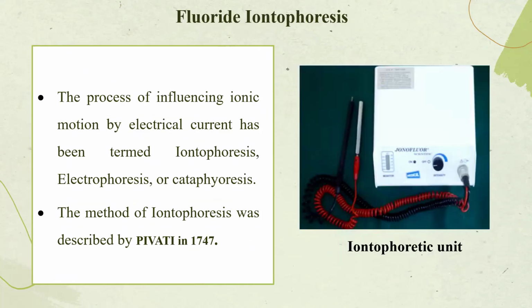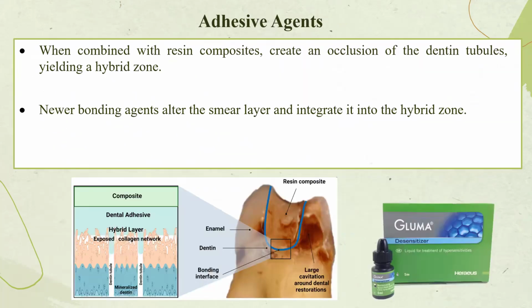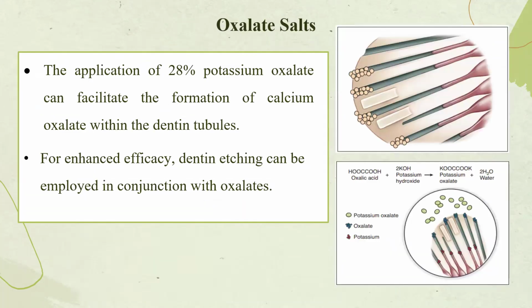And the next method is fluoride iontophoresis. This process of influencing ionic motion by electrical current has been termed iontophoresis, electrophoresis, or cataphoresis. This method was first described by Veratti in 1747. And various other in-office techniques like adhesive agents can be used when combined with resin composites. It creates an occlusion of the dentinal tubules, yielding a hybrid zone. Newer bonding agents alter the smear layer and integrate into the hybrid zone.